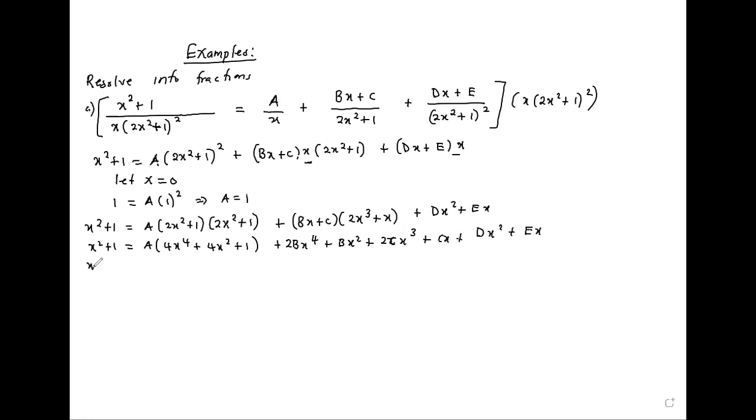Then we expand, so we have x squared plus 1 is equal to 4a x^4 plus 2b x^4 plus 2c x^3 plus 4a x squared plus bx squared plus dx squared plus cx plus ex plus a as a constant.